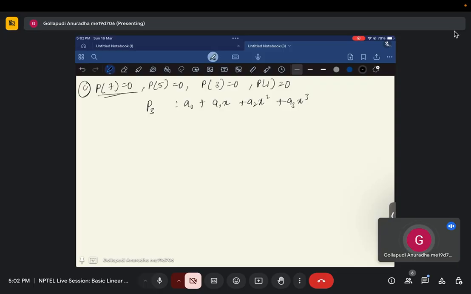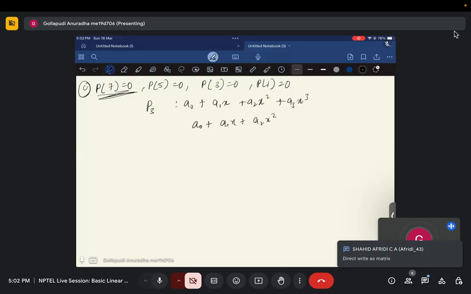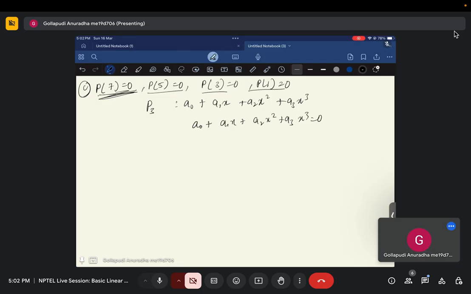So what does this actually mean? What is 7 here? 7 is a solution, right? 7, 5, 3, 1, everything is a solution. If I am saying that A0 plus A1x plus A2x square plus A3x cube is 0, then I am saying that P of 7 is 0, P of 5 is 0, P of 3 is 0, P of 1 is 0. So these are solutions of that. So 7, 5, 3, 1 are solutions of the polynomial P.